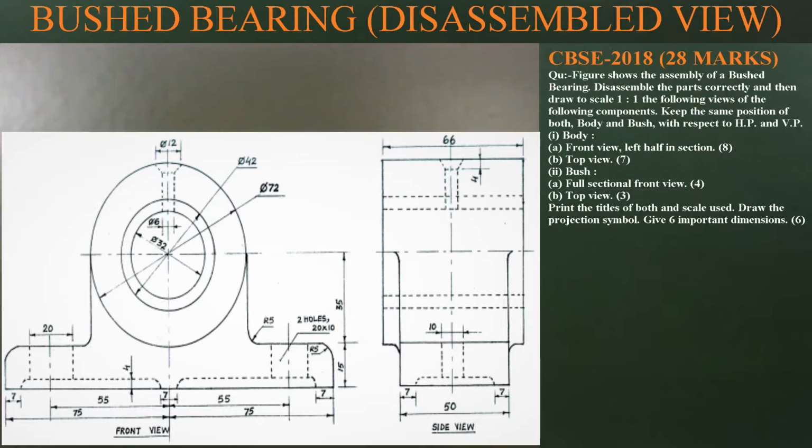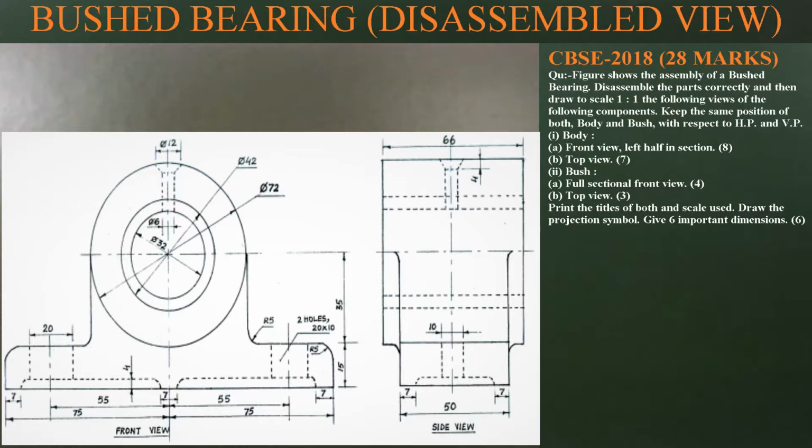In the problem figure, the assembled front view and assembled side view are given to us, and the different dimensions of the bush bearing are as follows. The length of the base is 75 plus 75, which is 150. For the bolt hole, the distance is 55 from the center. For the rectangular cavity, the distance is 7 from the extreme left and 7 from the extreme right, and in the side view again 7 and 7. If you see the central portion of the rectangular cavity, the total distance is 7. It means from the center, 3.5 on the left side and 3.5 on the right side.